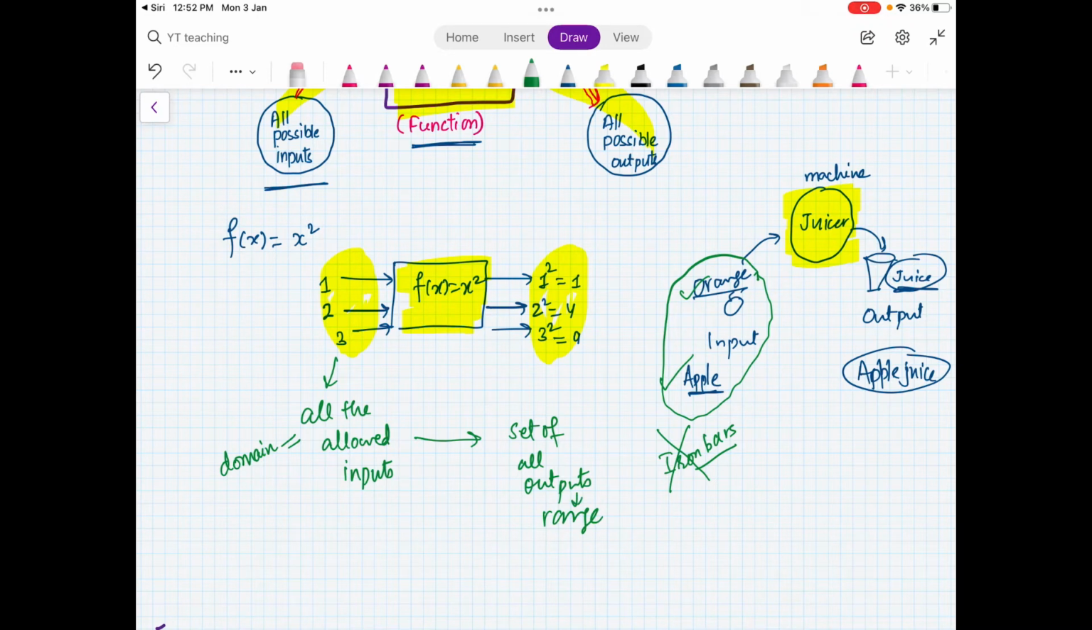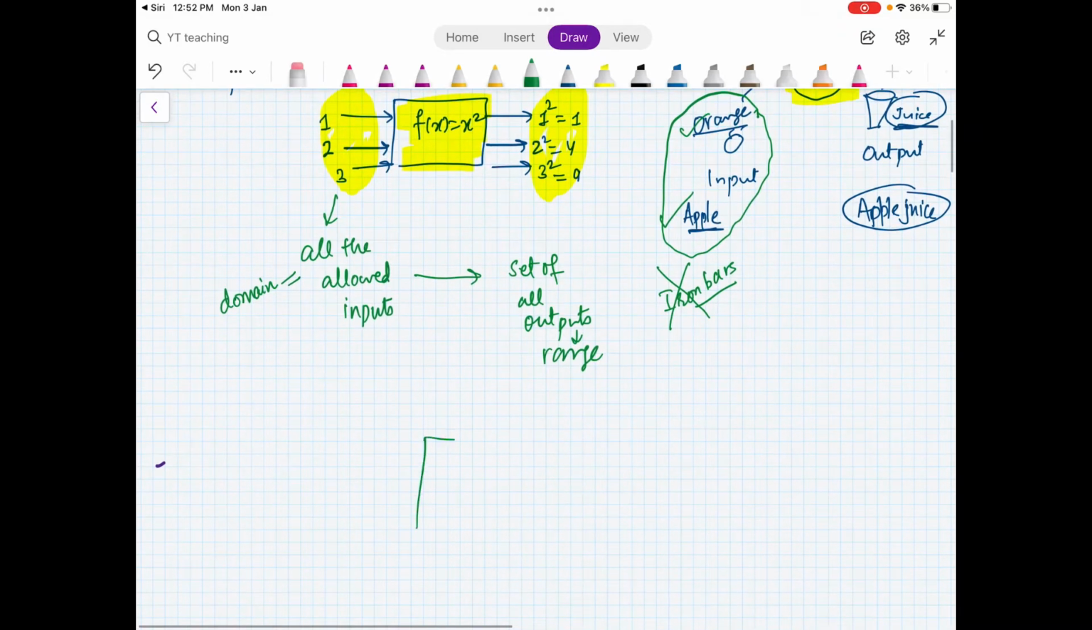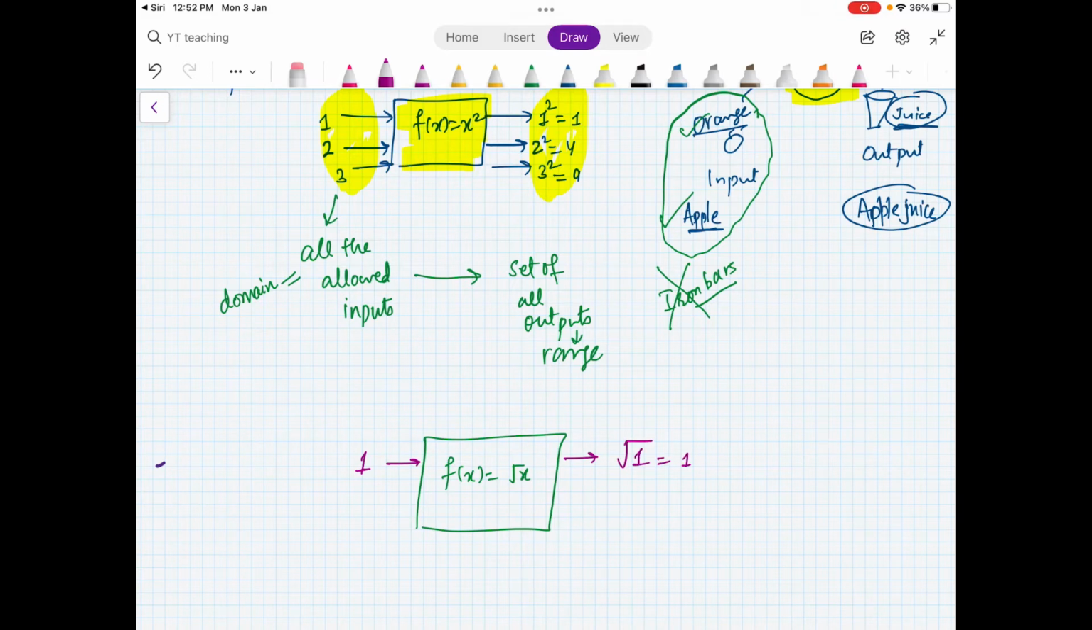It is not necessary that we can feed all kinds of numbers into a function. For example, if my machine is like this, f of x is equal to square root of x, and I'm talking about real numbers. If I feed 1, I will get the output square root of 1, which is 1. If I feed 4 in this machine, I'll get square root of 4, which is 2. If I feed 9, I'll get square root of 9, which is 3. If I feed 2 also, I'll get square root of 2, which is 1.41 something.